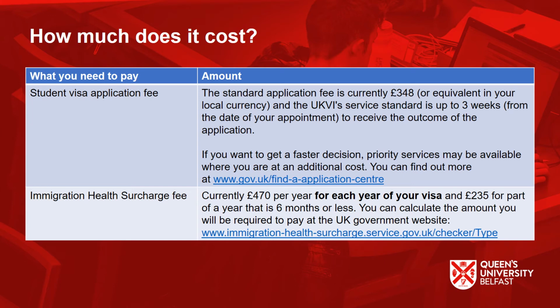The standard application fee is £348, and that is for a visa processing time of 3 weeks. If you want to get a faster decision, in some countries this is possible if you pay a charge. You can find out if it's possible in your country by visiting the www.gov.uk website and looking at the visa application centre in your country. On top of this, you will also have to pay an immigration health surcharge fee. The cost of this is £470 per year of your visa.